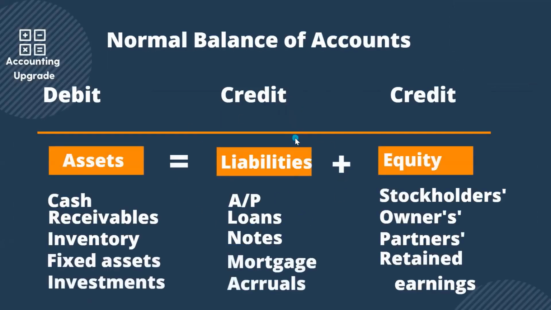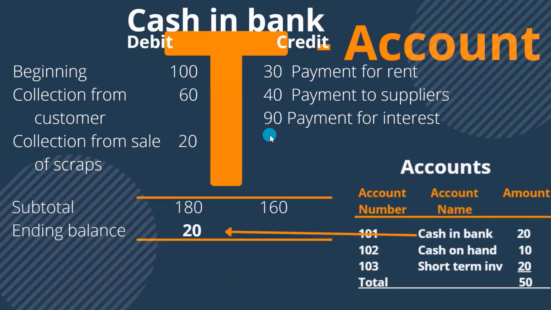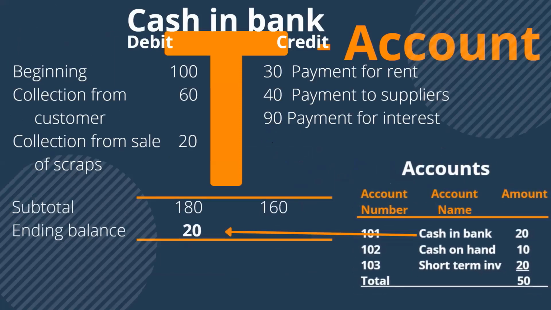So here is the illustration of the normal balance of accounts. Assets are on the debit, while liabilities and equity are on credit. Okay? So we will now illustrate a sample transaction so that we can understand the normal balance and the increases or decreases in an account.